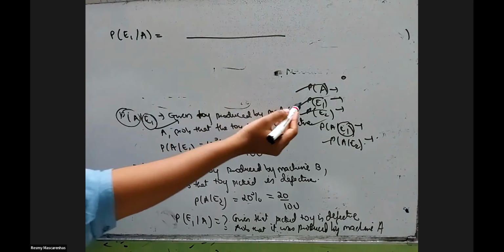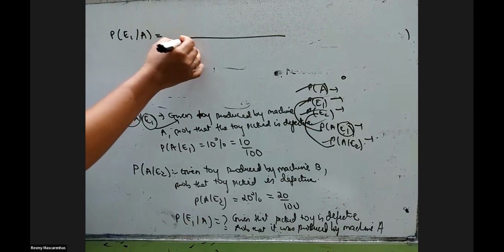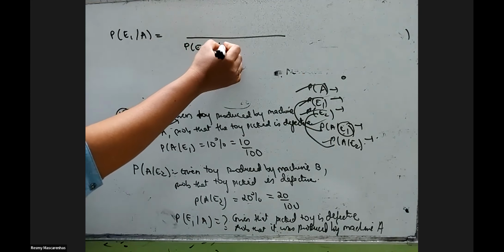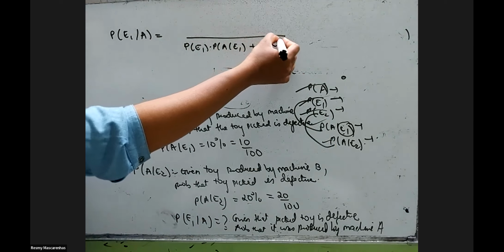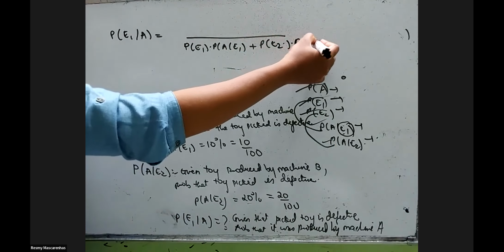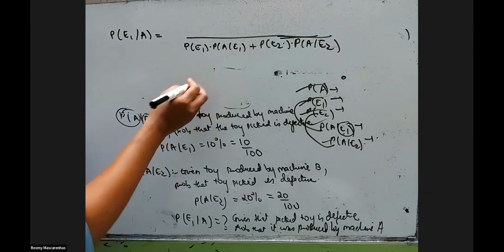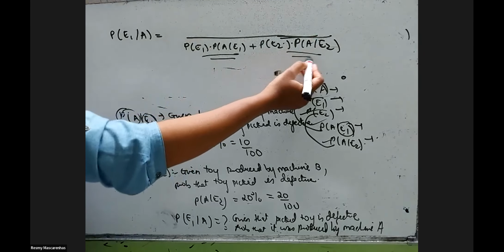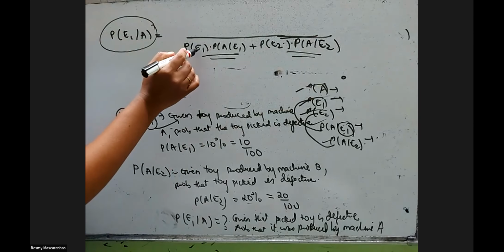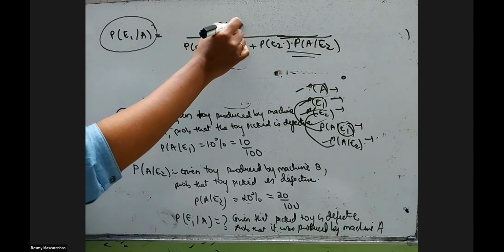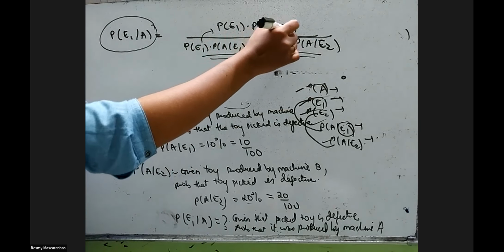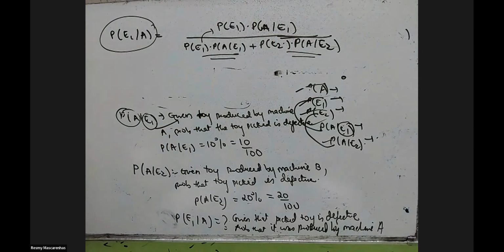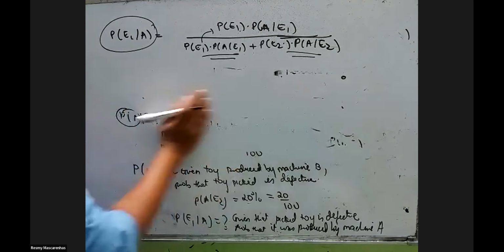I told you denominator is what? This into this, and this into this. Now I told you numerator either you can write this or this. Which one you write, looking at this is E1, so I write this. Now substitute the value. Why I told you not to simplify? Now you see, if you keep the denominator same, it becomes easier to calculate.